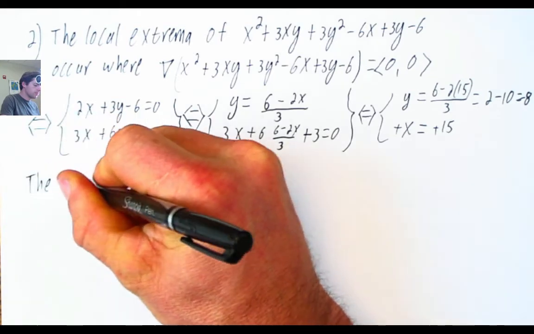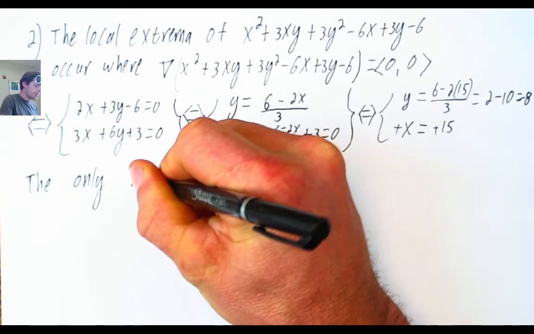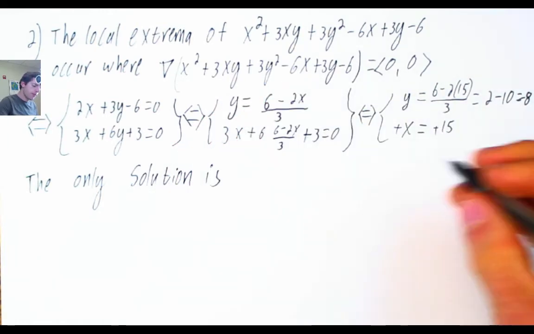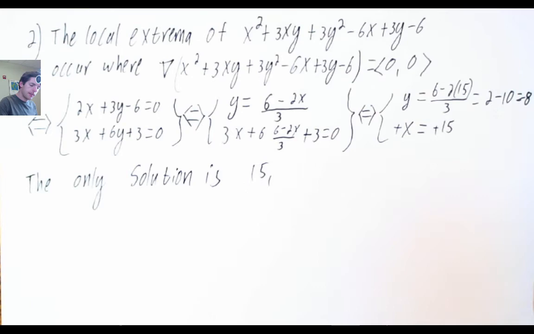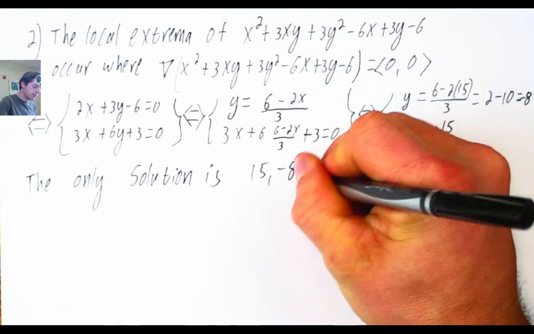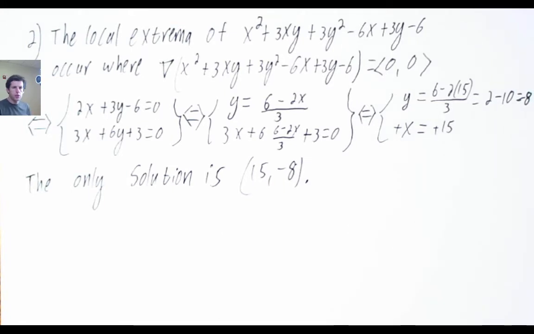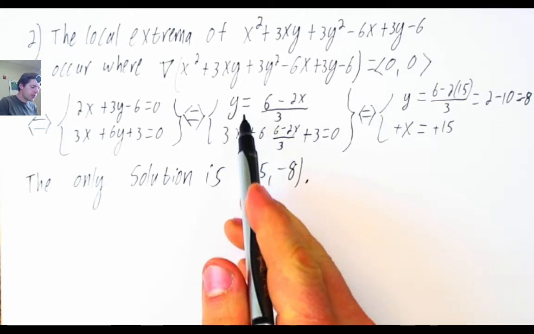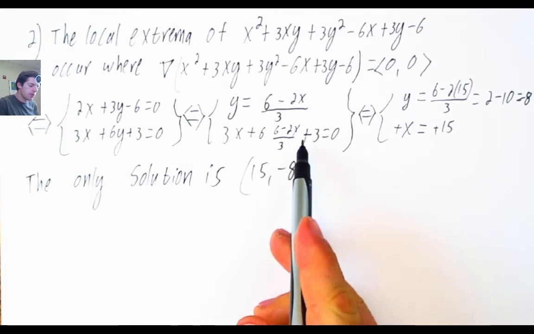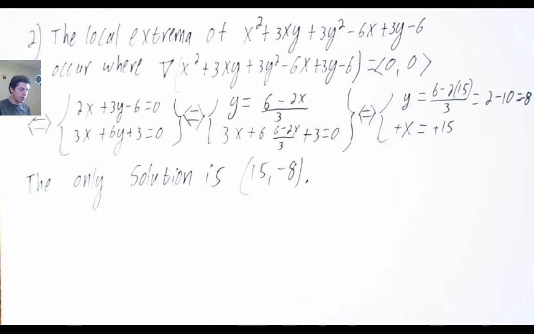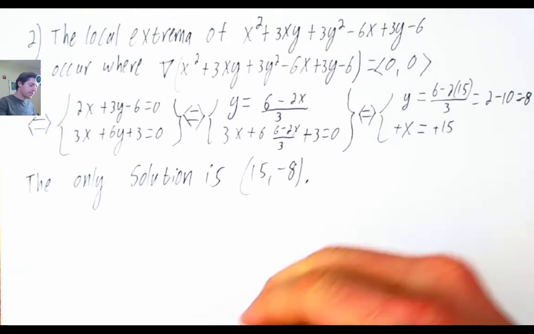The only solution is, let's see here, 15 comma negative 8. Okay. So I did that to show you what it looks like, or to remind you what it looks like to take one equation and substitute it into the other, and then back substitute, right? After you isolate this variable, you substitute it back into the other equation. And then I want to apply the second derivative test.